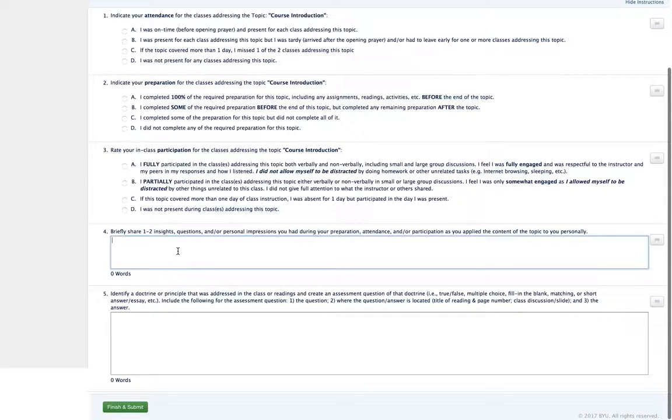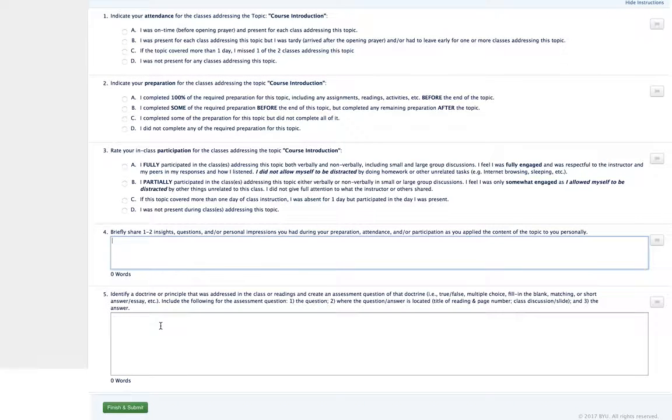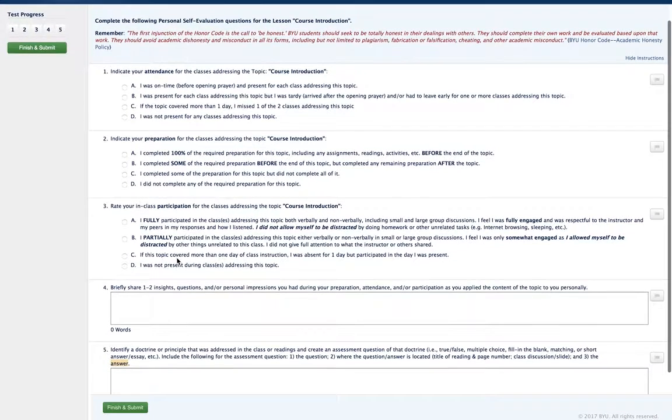Lastly, being that we're focusing on the doctrines and principles, you're to identify one particular doctrine or principle that we addressed in class or was addressed in the reading and create an assessment of that doctrine. It can be a true, false, multiple choice, fill in the blank, and so on. Simply include the question, where the question or answer is located in the reading or in our class discussions, and then obviously what the answer is to that question. All 5 of these completed fully will give you 20 points.